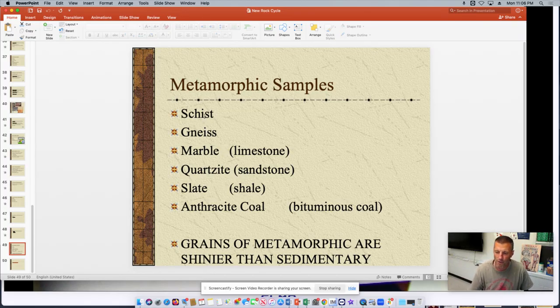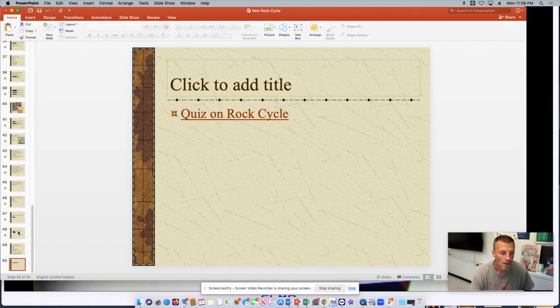And by shiny, I don't mean shining like the blade of a knife. I mean shiny like glassy, just reflecting light. If we were using the term luster, which isn't really used for rock, it's used for minerals, they would have a glassy type luster. For the most part, metamorphic rocks would have more of a glassy type luster.